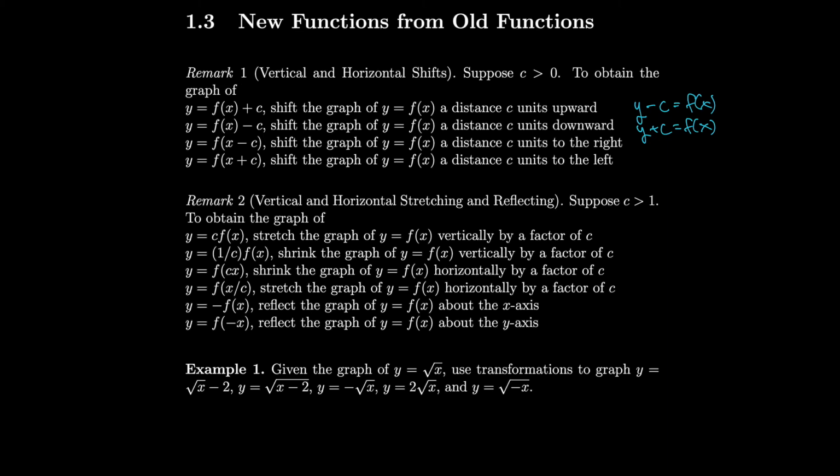For vertical and horizontal stretching, if we multiply by a constant, then we stretch vertically by a factor of that constant. So if this is the graph of y equals x squared, for example, then the graph for y equals 2x squared will grow twice as quickly, so it stretches up. And if we had the graph of y equals half x squared, it grows more slowly, so it gets kind of smushed a little bit.